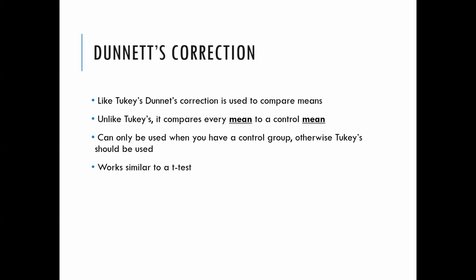Another correction is Dunnett's correction. So like Tukey's, Dunnett's correction is used to compare means. But unlike Tukey's, it compares every mean to a control mean. So it can only be used when we have a control group. Otherwise, we should use Tukey's test instead. And it works similar to a t-test.